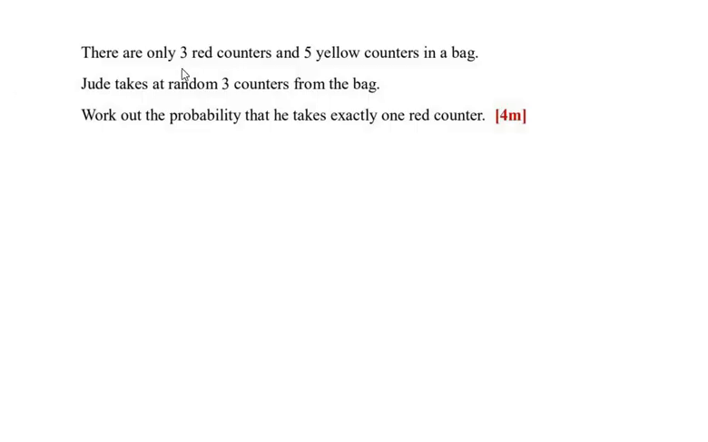There are only 3 red counters and 5 yellow counters in a bag. Jude takes at random 3 counters from the bag. Work out the probability that he takes exactly one red counter. So let us first write down the probability of getting a red and yellow counter. The probability of getting a red counter is 3 out of a total of 8 counters, since 3 plus 5 is 8. And the probability of getting a yellow counter is 5 over 8.